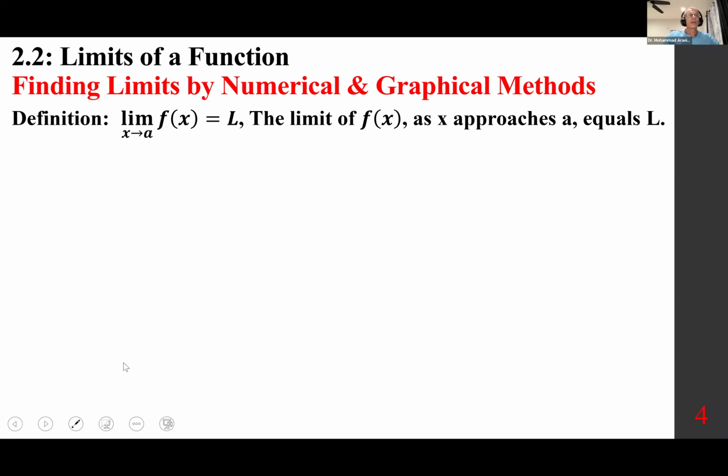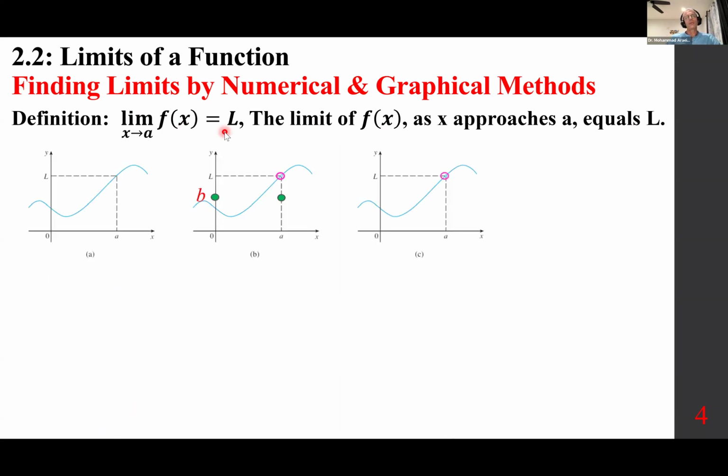So, the limit of a function: finding limits by numerical and graphical methods. Definition: read this one as the limit of f of x as x approaches a equals L. I want you to pay attention to these three graphs. The limit of f of x as x approaches a.